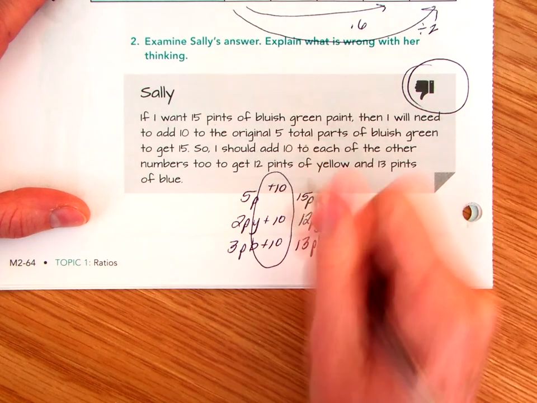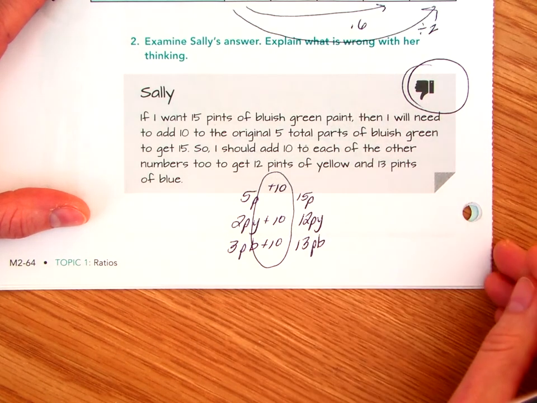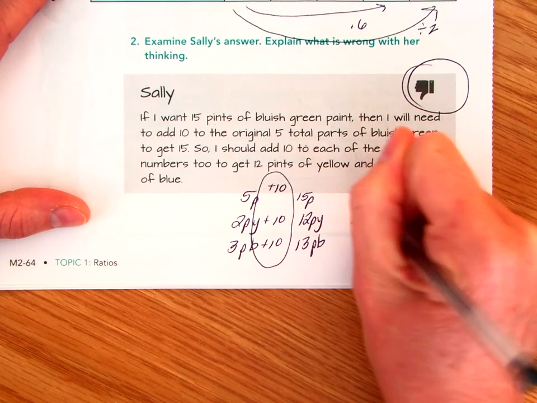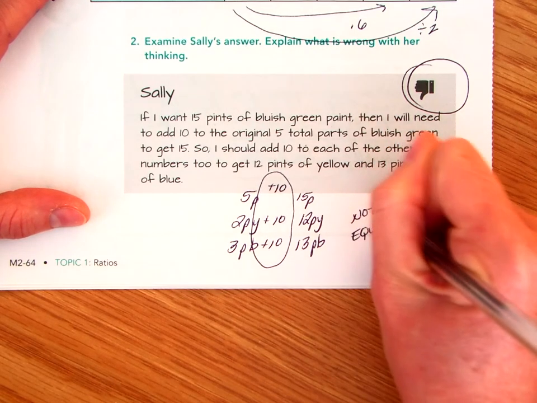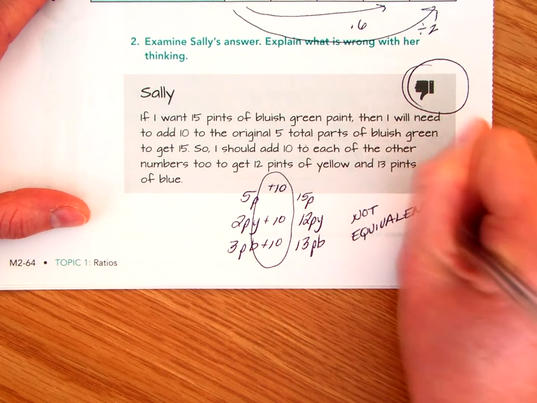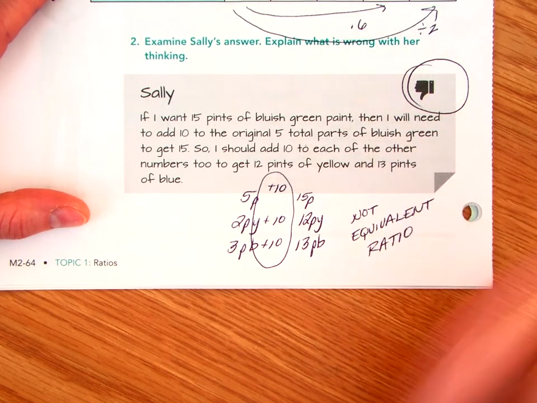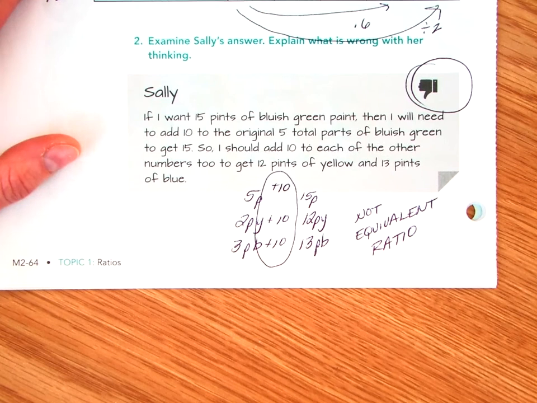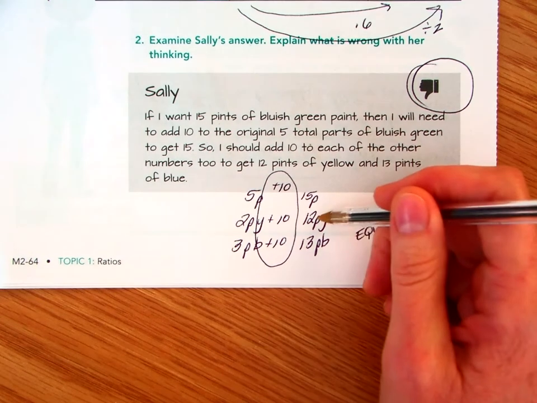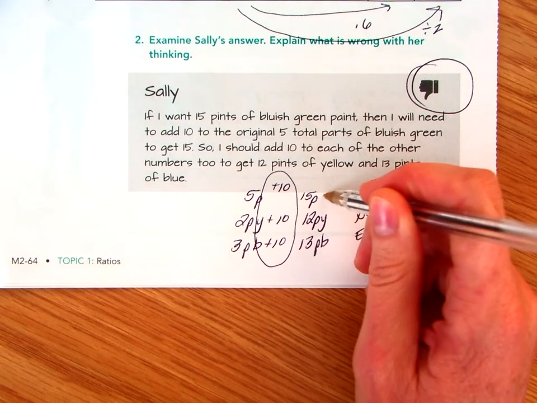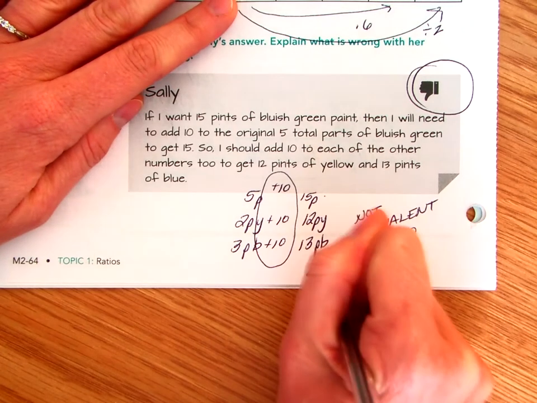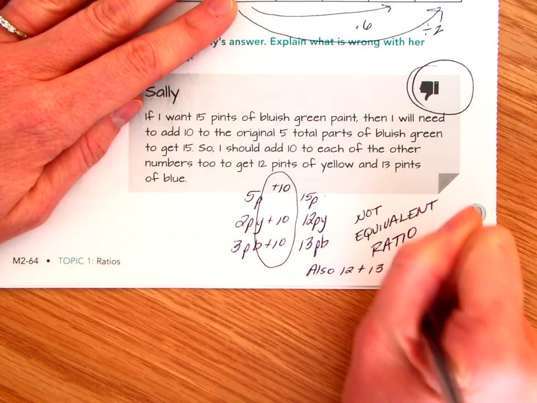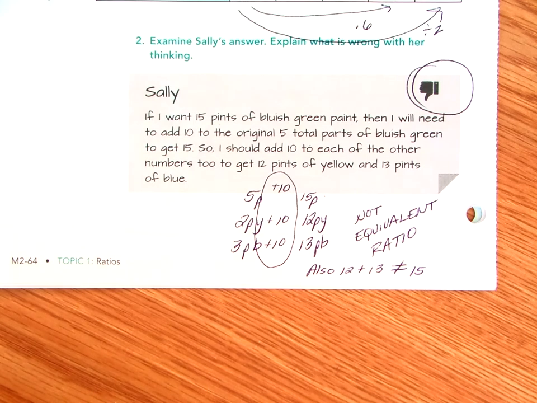None of this makes sense. She's using additive reasoning. That's not going to work out for her. Not an equivalent ratio. It's not an equivalent ratio. That ain't going to work. Additionally, 12 plus 13 does not equal 15. She would end up with 25 pints if she went down the road she was traveling.